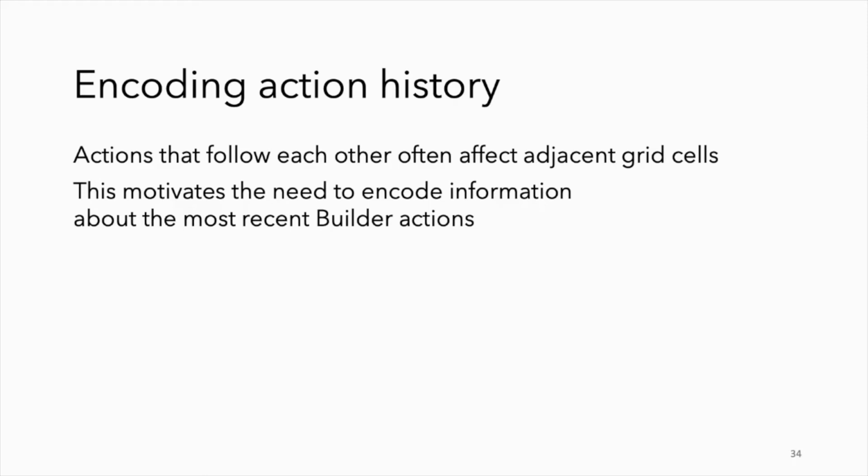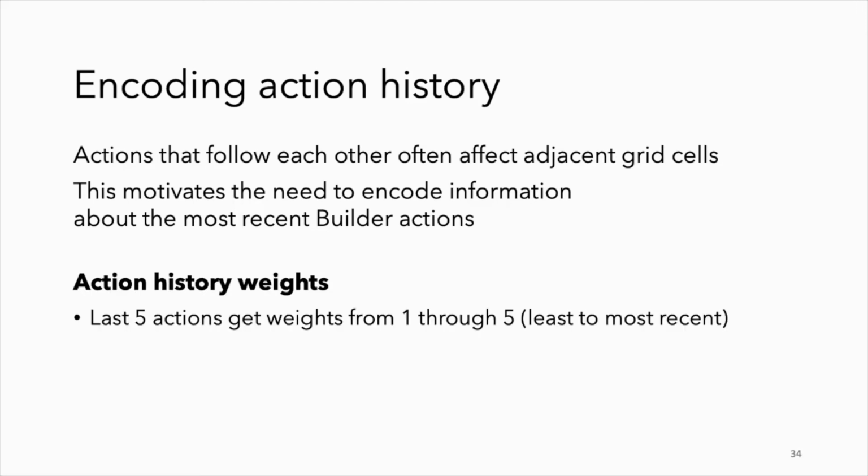We enrich the world state representation further by encoding history of past actions taken. The key observation here is that actions that follow each other often affect adjacent grid cells, and this motivates the need to encode information about the most recent builder actions. We do so by assigning weights to actions in the action history, such that the last 5 actions get weights from 1 through 5, from the least to the most recent, and all others are weighted 0.